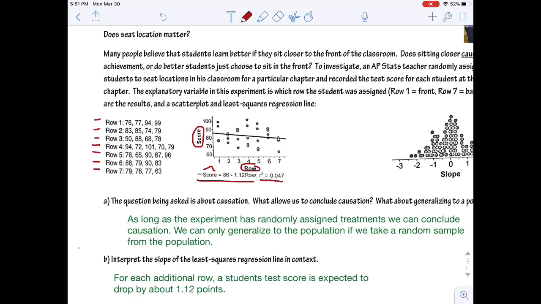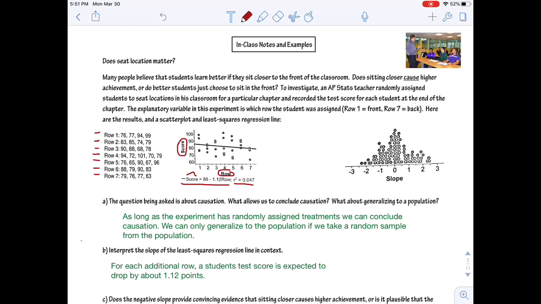And if we remember about r squared, 0.047, that means 4.7% of this variation in test scores can be explained by the row, which is not a very high amount there.